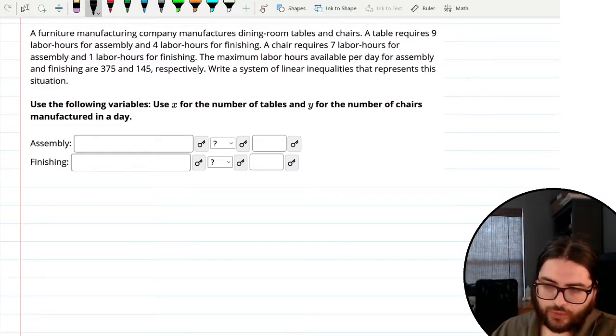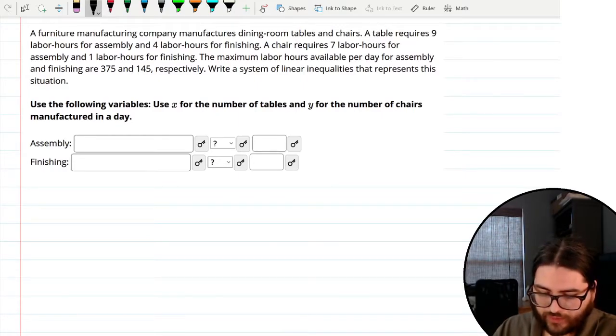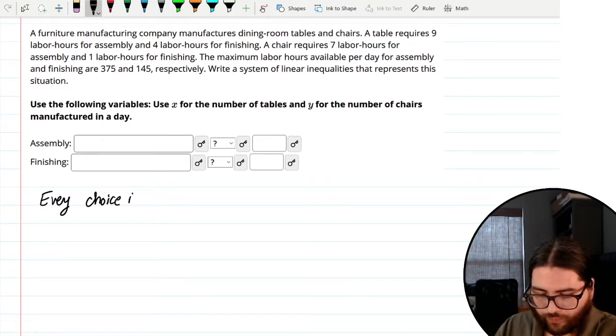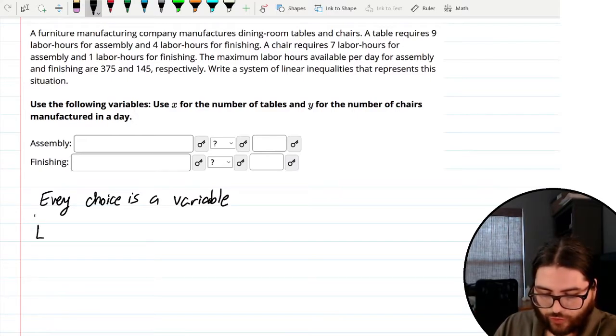Ooh. Let's go back to our guidelines. Remember, we said before that whenever we're writing these word problems down, every choice is a variable. And every restriction is an inequality.